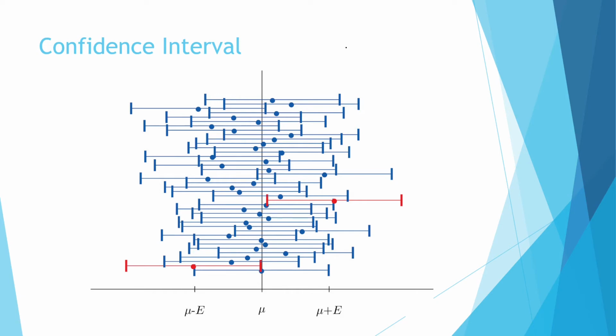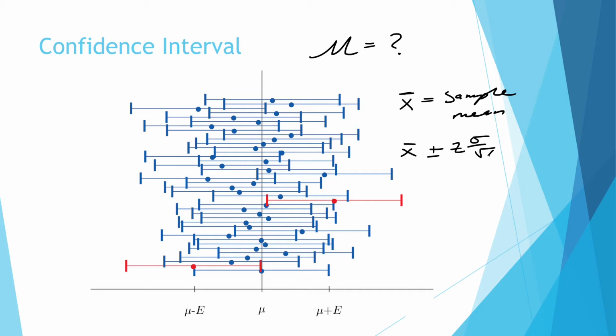When we're constructing a confidence interval, we're using it to estimate the population mean. We don't know what the population mean is. We're constructing a confidence interval by taking a sample mean. Now, when I take the sample mean, I create my margin of error by adding and subtracting z times sigma over the square root of n.